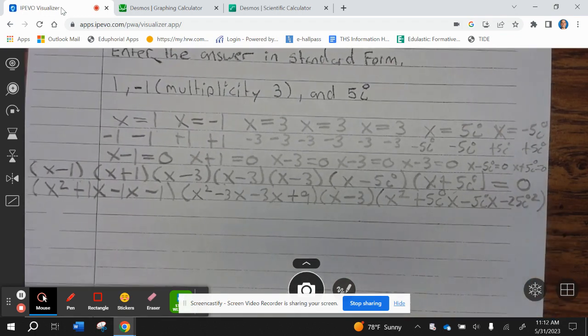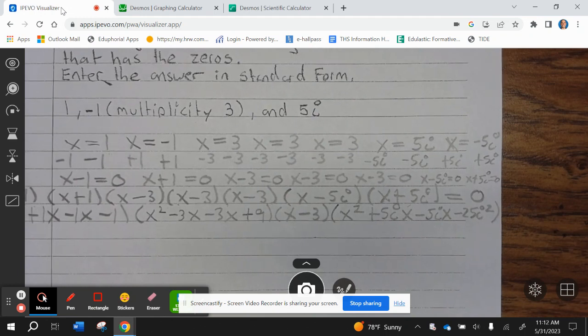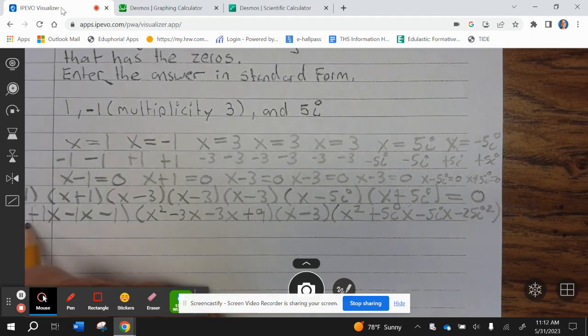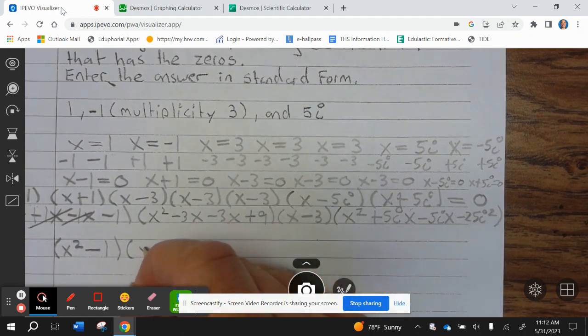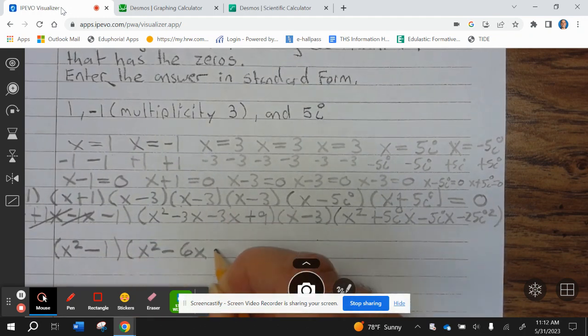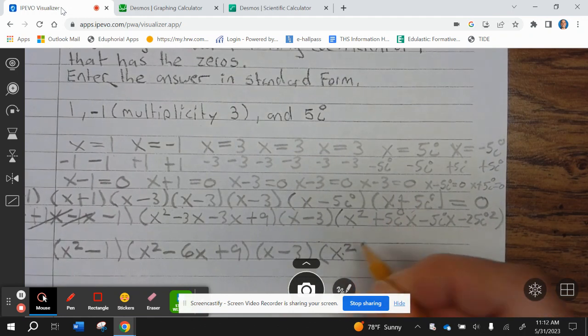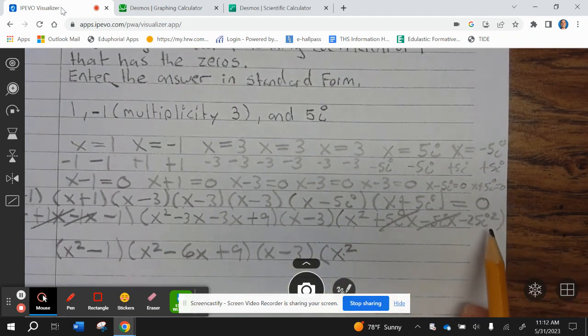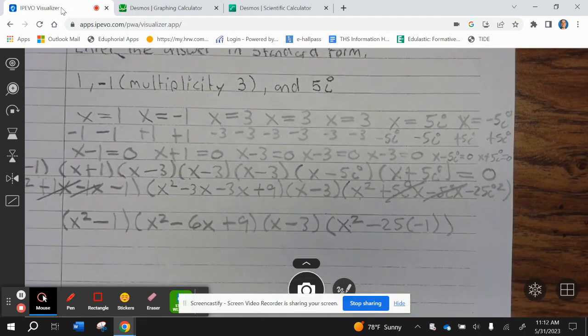And then equal 0, but we're running out of paper, so just imagine we have the equal 0 right there, okay? So now, these cancel. You're left with x squared minus 1 times x squared minus 6x plus 9 times x minus 3. We'll get to that in a second. X squared. Now, these cancel. Now, remember, I squared is negative 1. So that's minus 25 times negative 1. Okay?